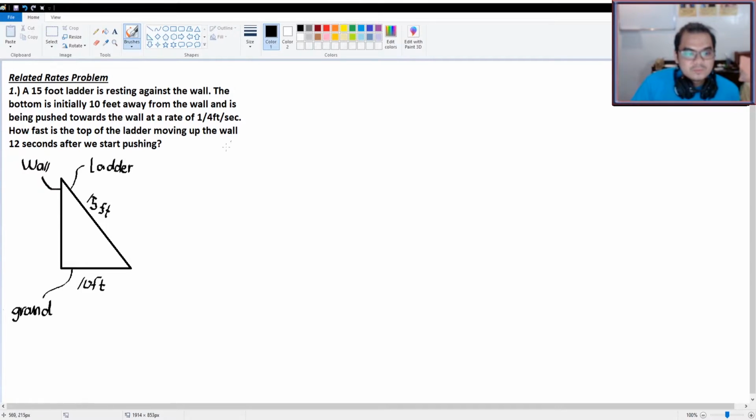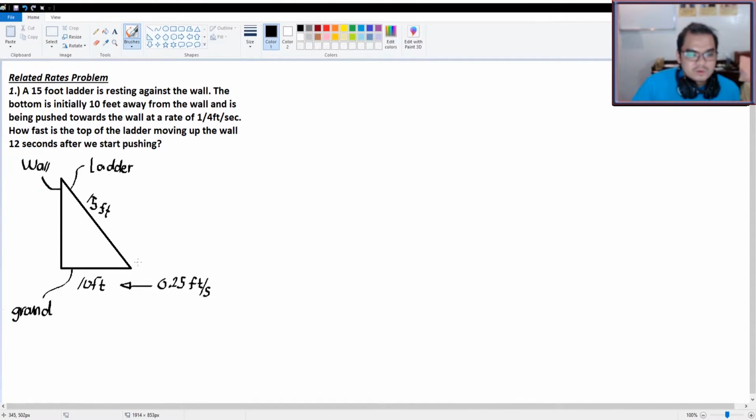The ladder is being pushed towards the wall at a rate of 1/4 feet per second. So this ladder is being pushed here by 1/4, or I can just write it as 0.25. It's just the same. 0.25 feet per second.